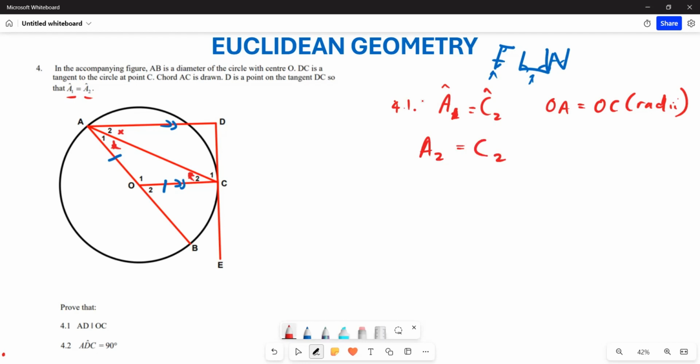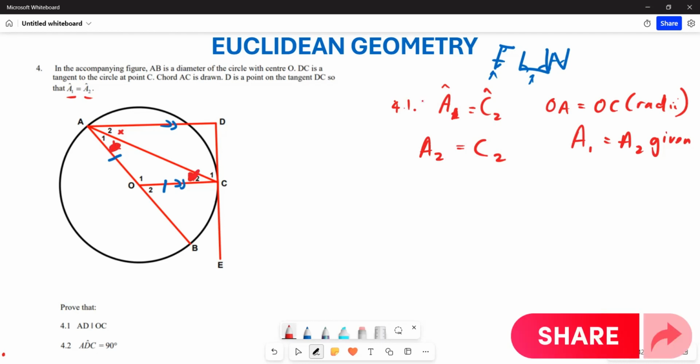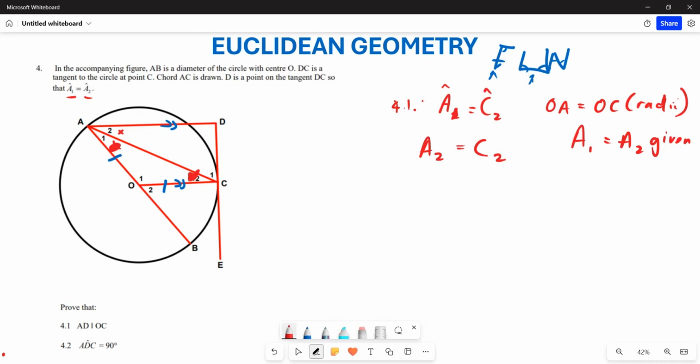There is going to be equal to your angle C2. Why is that the case? It is because your angle A1 is equal to your A2. This was given to us, right? So which means this angle C2 is equal to angle A1. And we are given that angle A1 is equal to A2, which means this particular angle is also going to be equal to this angle, right?